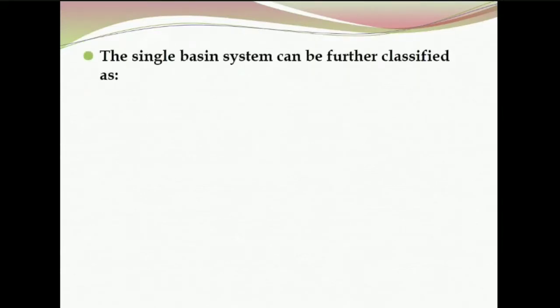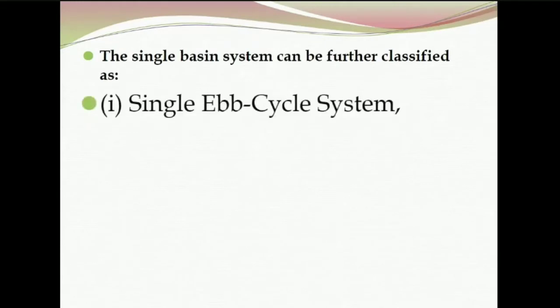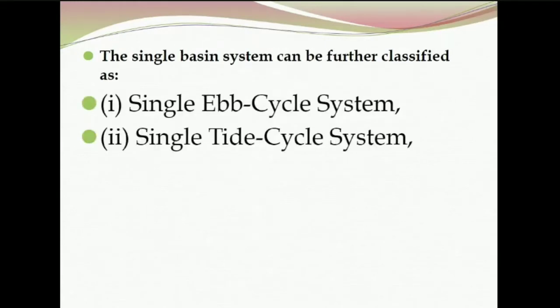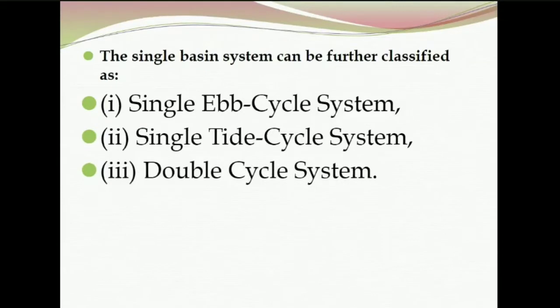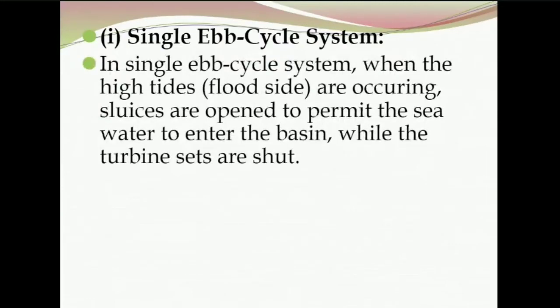The single basin system can be further classified as single ebb cycle system, single tide cycle system, double cycle system. We shall see them one by one. Single ebb cycle system. In single ebb cycle system, when the high tides or flood tide occurs, sluices are opened to permit the sea water to enter the basin, while the turbine sets are shut. Brake is applied on the turbine.